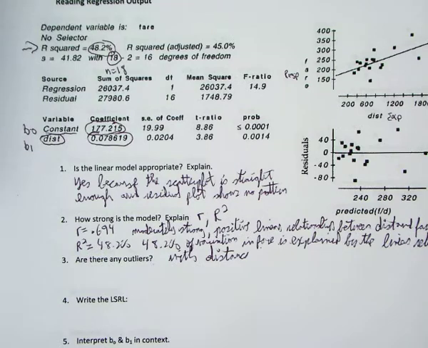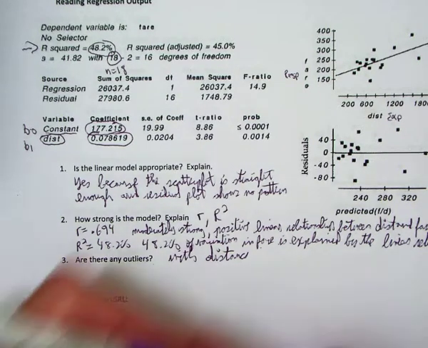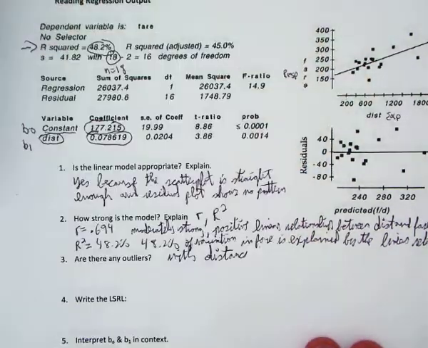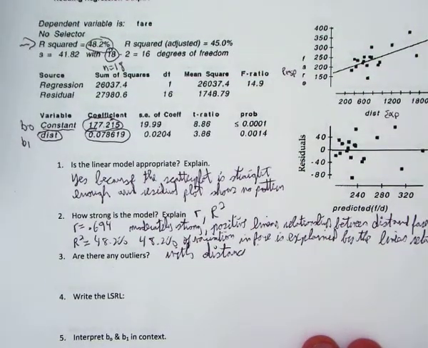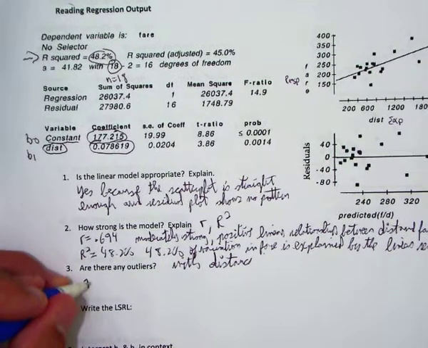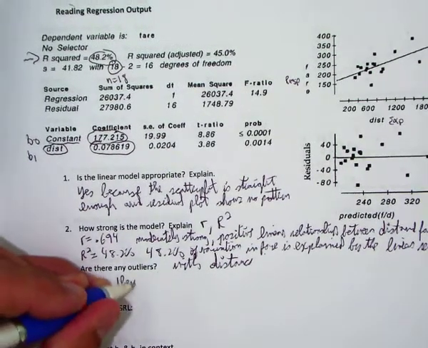Okay, so are there any outliers? I look at the scatter plot, and I do not see any outliers. You might argue this one right here, but it's really not outside of the trend, so I'm going to say no. There don't appear to be any.